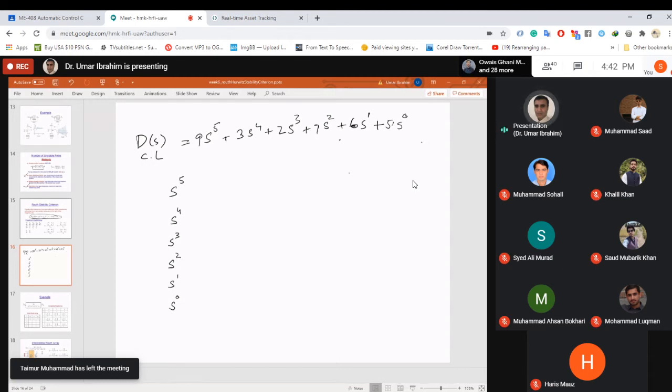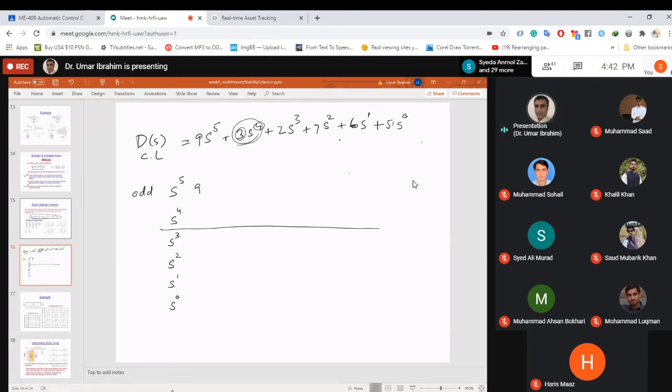So I'll start with s raised to the power 5 coefficient, which is 9. Then I'll skip the even coefficient, because the even power coefficient will be used in the even row. Since this is the odd row and this is the even row. Why am I saying odd and even? Because this is odd and this is even.